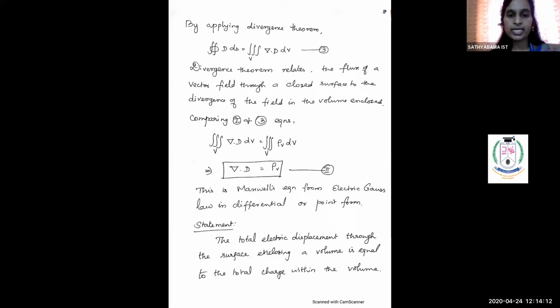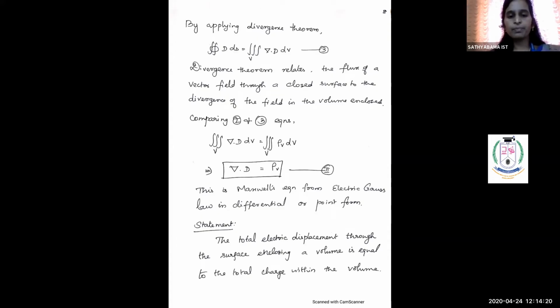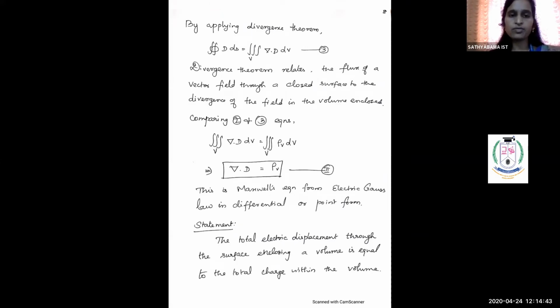So, we are going to compare our first Roman letter equation and third equation. What is the Roman letter 1 equation? It is surface integral D dot dS is equal to volume integral rho v dv. That is our first Roman letter equation. Left hand side we have surface integral of D dot dS. This equation we are going to compare with our third equation. What is the third equation? It is surface integral D dot dS is equal to volume integral del dot D dv.